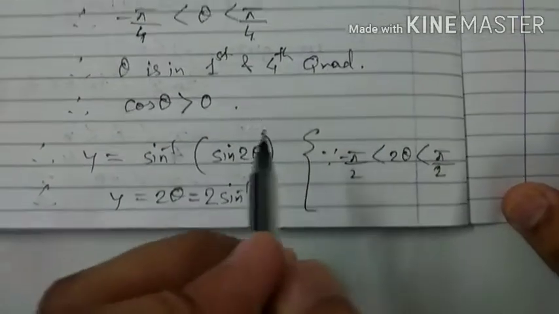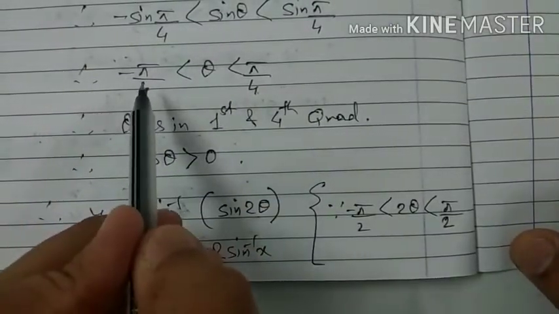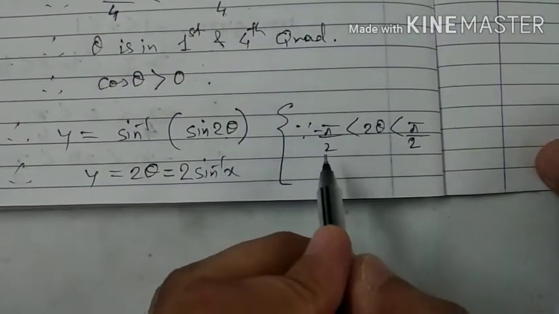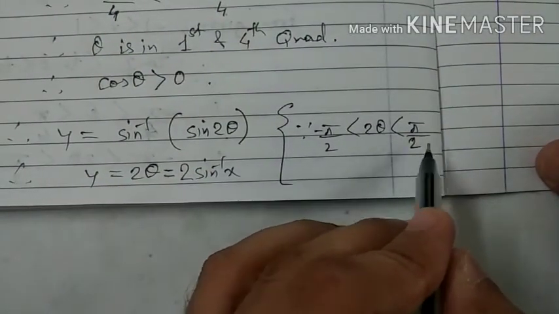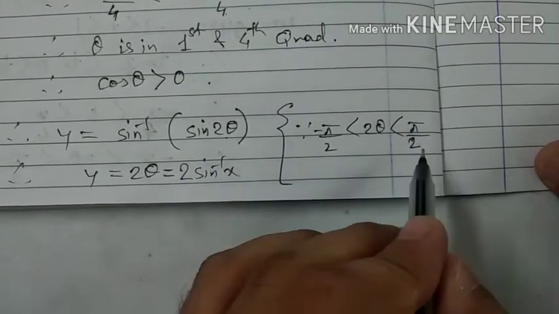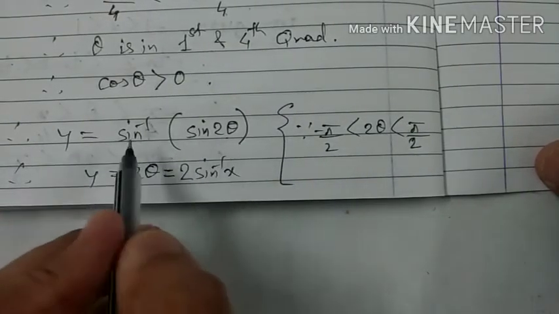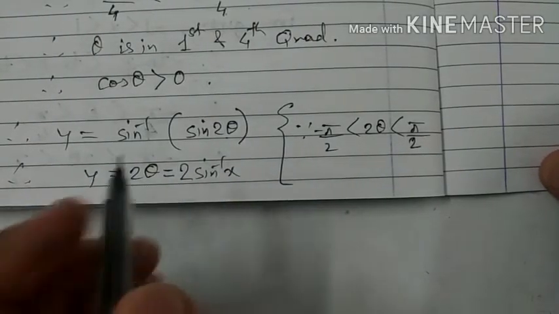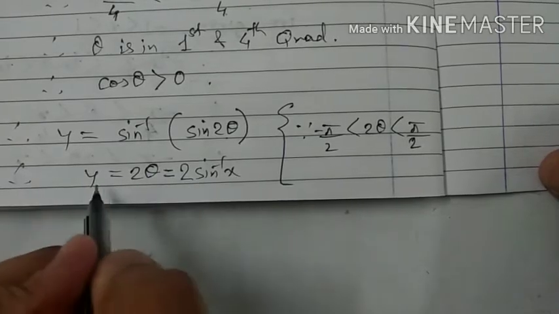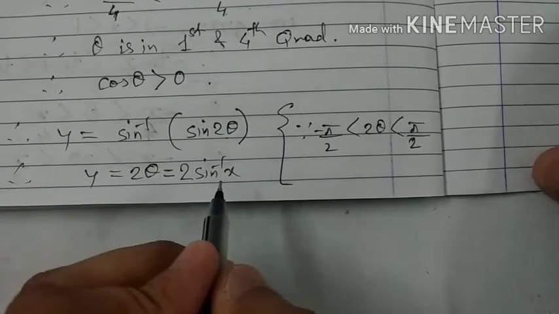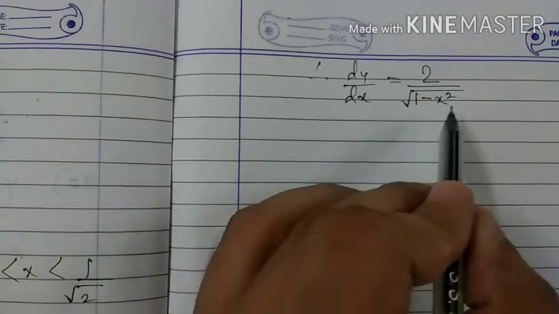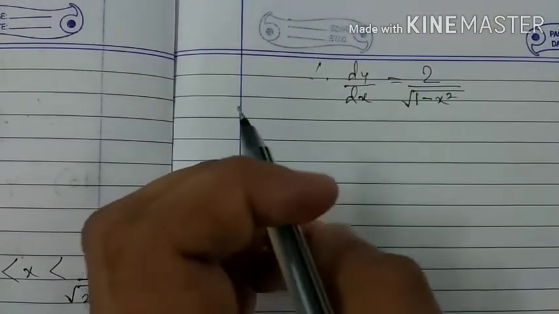From this range of theta, if we multiply by 2 in all these terms, we get the range of 2 theta: minus 90 less than 2 theta less than pi by 2. So minus 90 to plus 90 is the range of sin inverse. Therefore sin inverse and sin get cancelled, and 2 theta remains. We get y equals 2 theta. Putting the value of theta, y equals 2 sin inverse x. This is our simplified term. Then taking the derivative, dy by dx equals 2 upon root 1 minus x square. This is our answer.